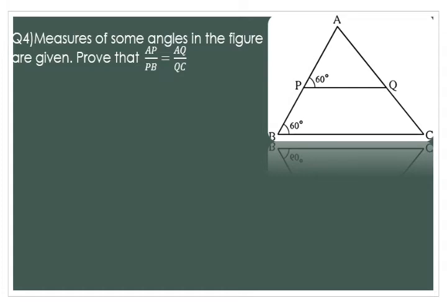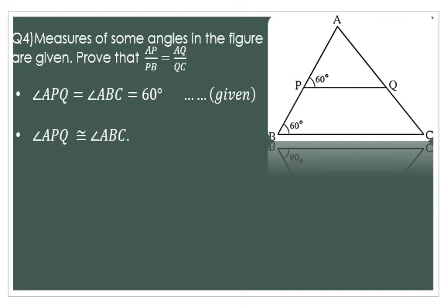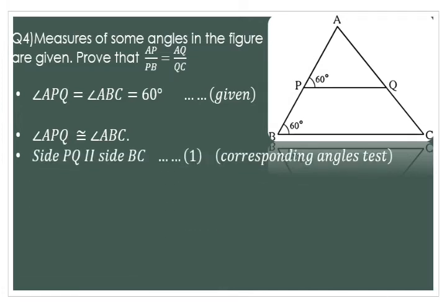So here, what is given first? Angle APQ is 60 degrees and angle ABC is also 60 degrees. So first we will write that angle APQ is equal to angle ABC, which is equal to 60 degrees, it is given. Then next we will write angle APQ is congruent to angle ABC, and by this we can write side PQ is parallel to side BC, equation 1, by the corresponding angles test.